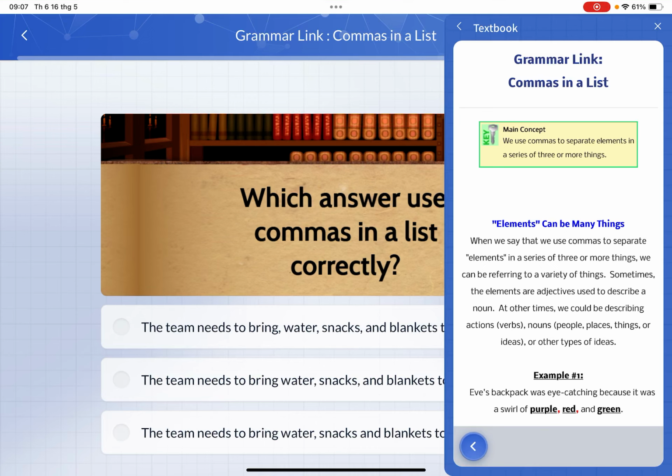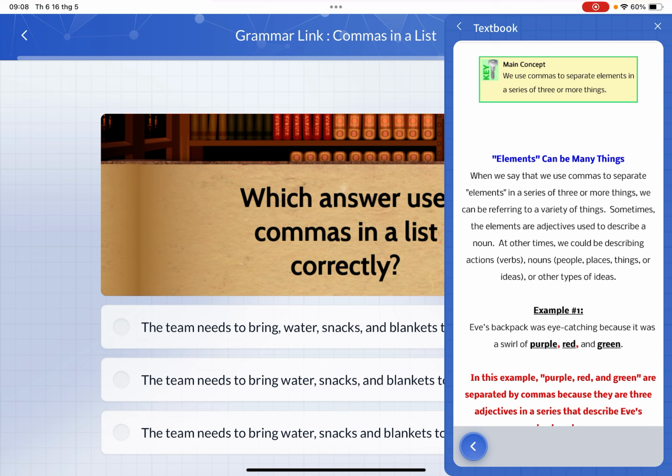Let's talk about commas. We use a comma to separate elements in a series of three or more things. Whenever we write something, there's always a comma, and it's really important in everyday life. A comma is used to separate elements in a series of three or more things. Remember, it has to be at least three, not one, not two.